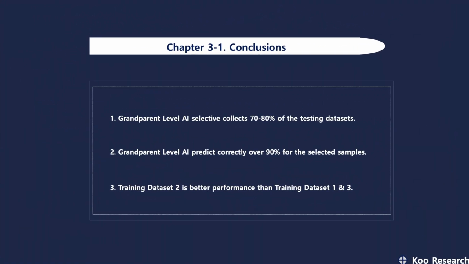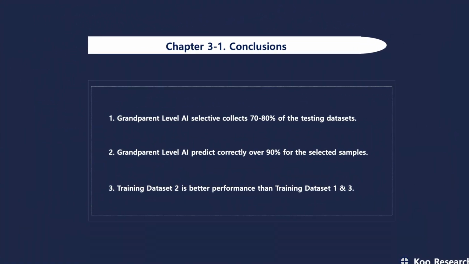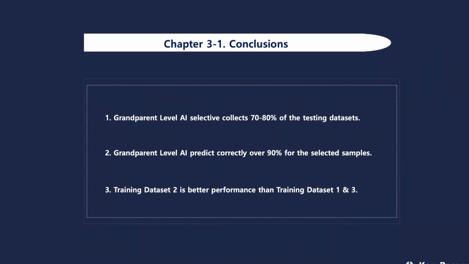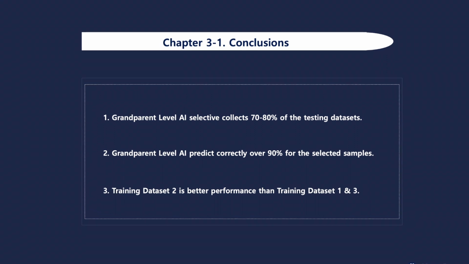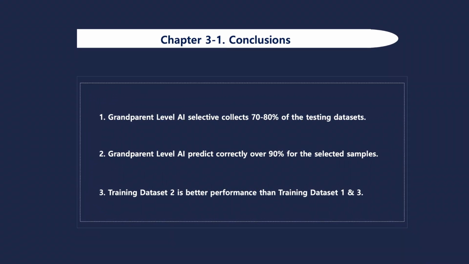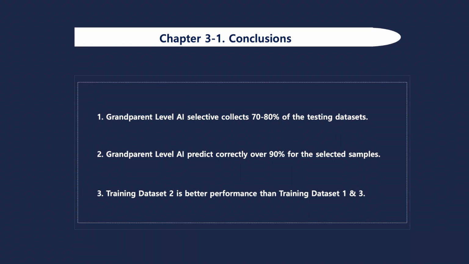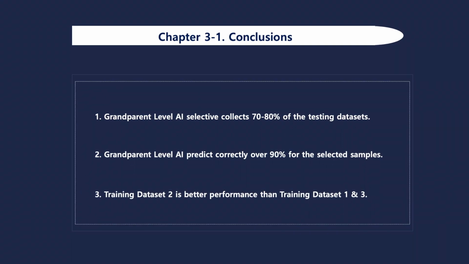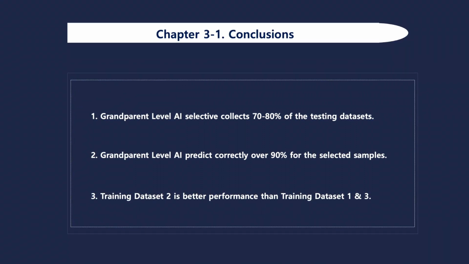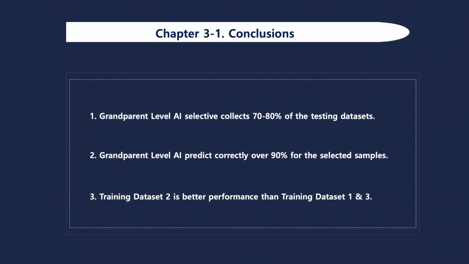Chapter 3:1. Conclusions. 1. Grandparent level AI selectively collects 70 to 80% of the testing datasets. 2. Grandparent level AI predicts correctly over 90% for the selected samples. 3. Training dataset 2 has better performance than training datasets 1 and 3.